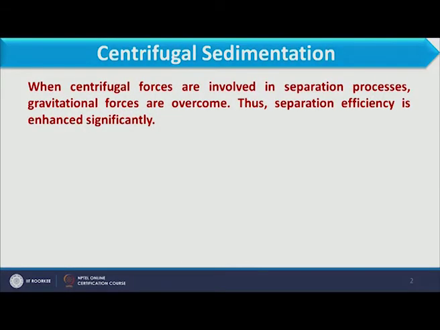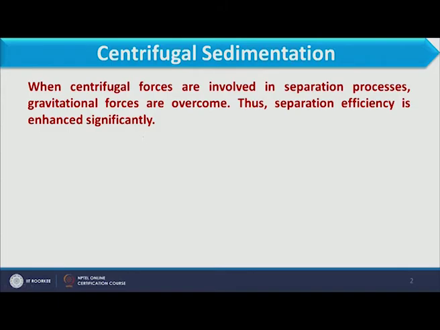Now, what is centrifugal sedimentation? The centrifugal force, you all understand that it is in radial direction. So, when centrifugal forces are involved in separation processes, gravitational forces are overcome. Thus, separation efficiency is enhanced significantly.